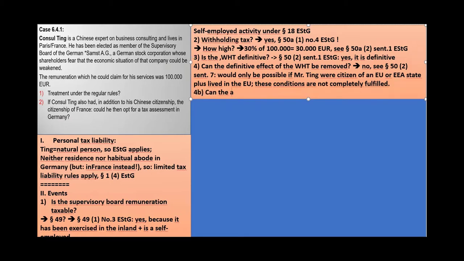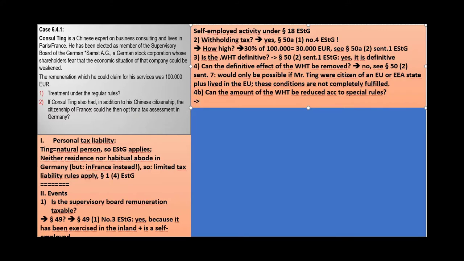For B, can the amount of the VHT be reduced according to special rules? Is another thing which we could trust. Special rules could be in the national law. So we would have to look again, perhaps in 50A. Let's do it. And you will find something in 50A3 which allows to lower the withholding tax under 50A by deduction of some business expenses if you communicate them in a clearly checkable way to your business partner.